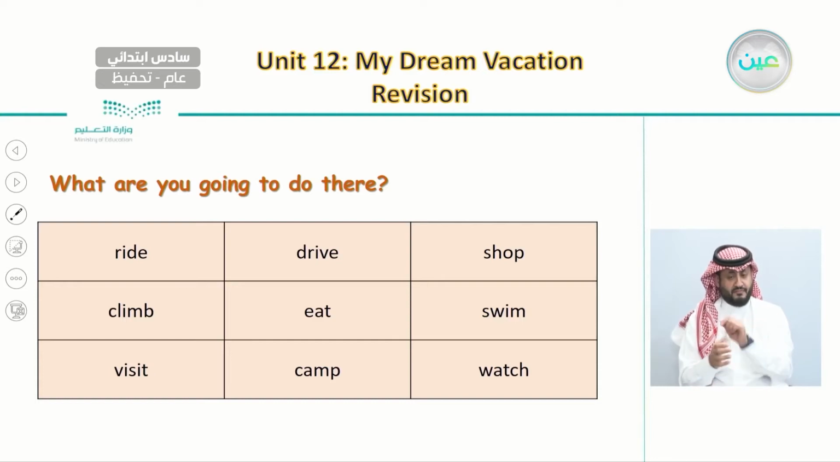Then they will choose a different activity like climb a mountain or ride the bicycle or even visit a museum or drive a car or even eat out or camp in the desert and shop at the mall and then swim in the swimming pool and also watch TV.